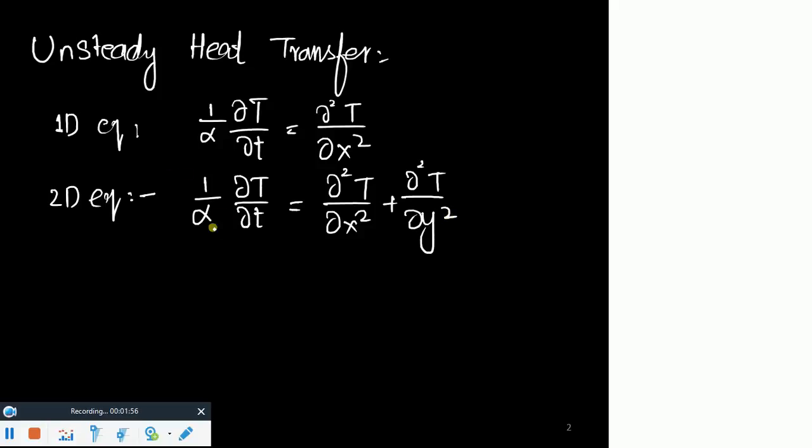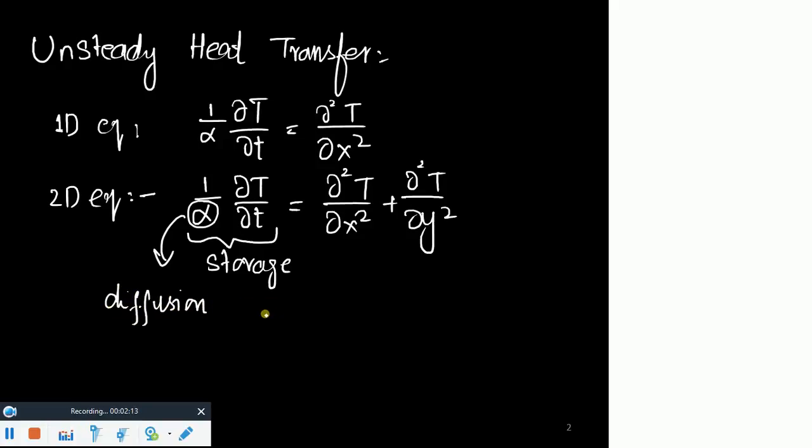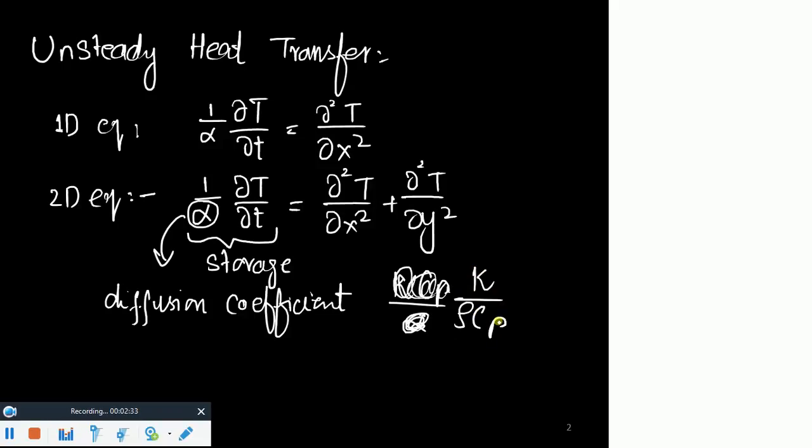Now physically, what does this term represent? Storage, right? Physically it represents energy storage. And what is that alpha? You remember that? Diffusion constant, or diffusion coefficient. That was K over rho Cp. So this was the diffusion coefficient. Now the problem is to numerically approximate this thing.